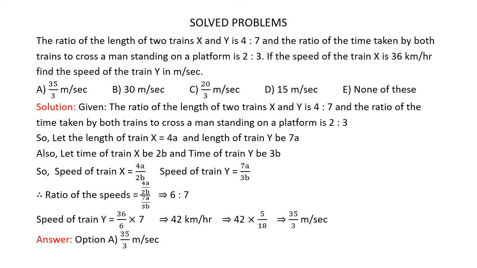Since we are asked to find the speed of train y in meters per second, let's convert this kilometer per hour to meters per second by multiplying this with 5 by 18. So 42 kilometers per hour is nothing but 42 multiplied by 5 by 18, which is nothing but 35 by 3 meters per second. So speed of train y is 35 by 3 meters per second. So the correct answer is option A, 35 by 3 meters per second.